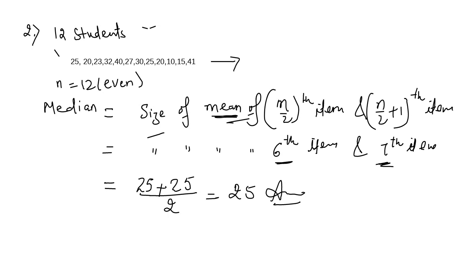Simply mean that if the number of terms are even, then select the two values that are in the center. Simply calculate their average value. That will be your median. But after arranging the data either in ascending or in descending order. Okay, now I am moving to the next question. Question number 3, that was very easy.